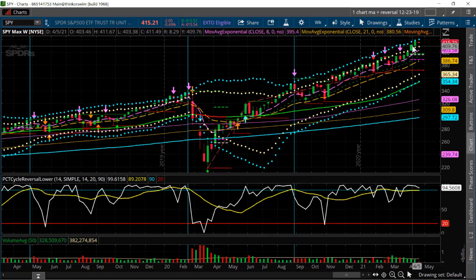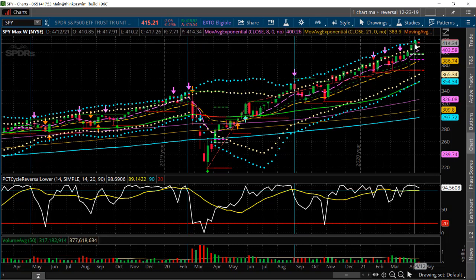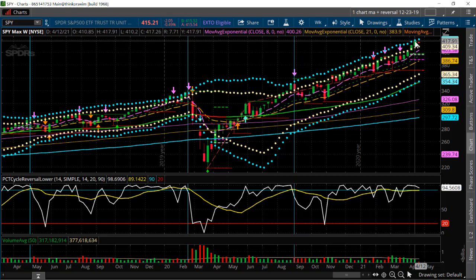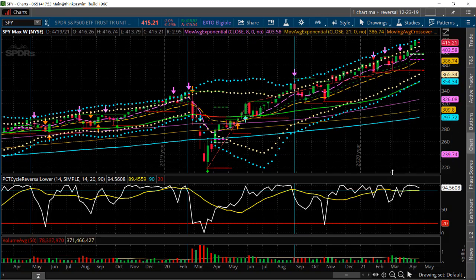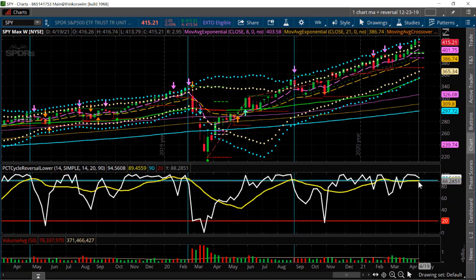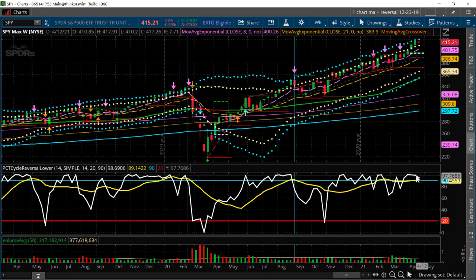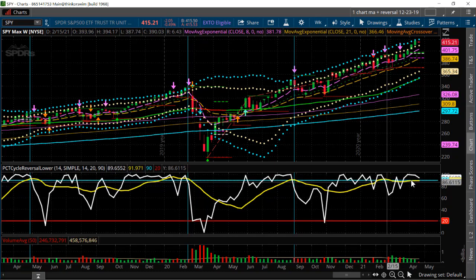Two things I noticed going into last week: the SPY, S&P 500, on a long-term basis is extended quite a bit more than the average normal range of 2 ATR. It's up to 3 ATR. Plus, it's getting extremely overbought. This is an overbought indicator that I use. The white line here is a reversal indicator. This yellow is a 14-period moving average of that.